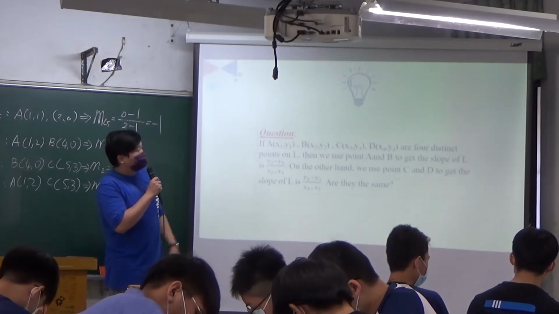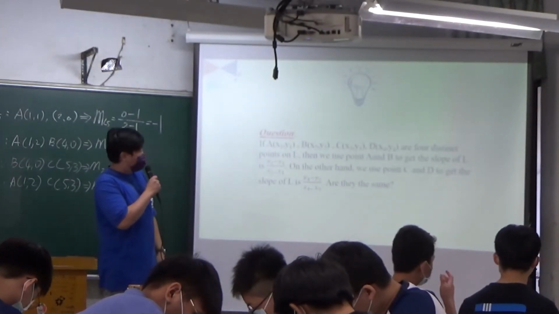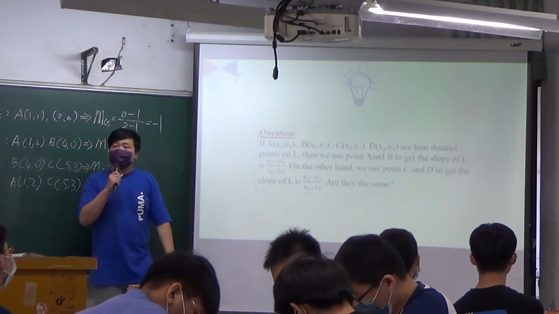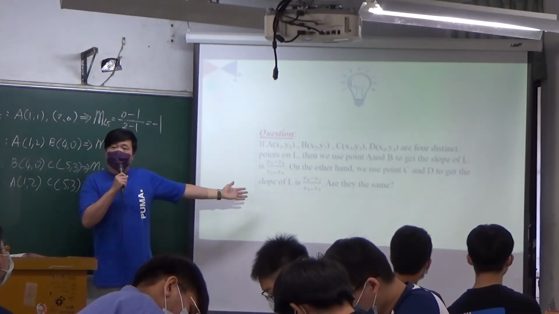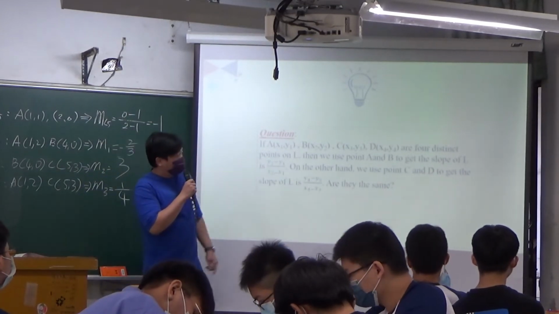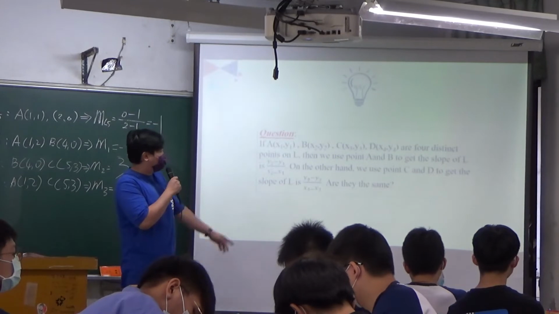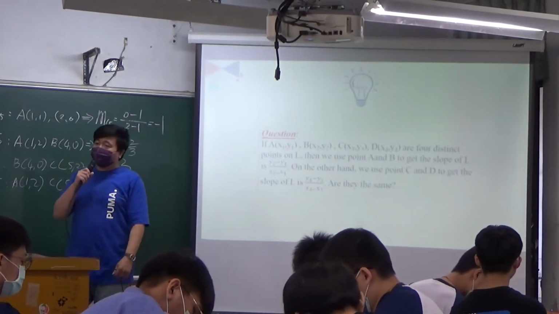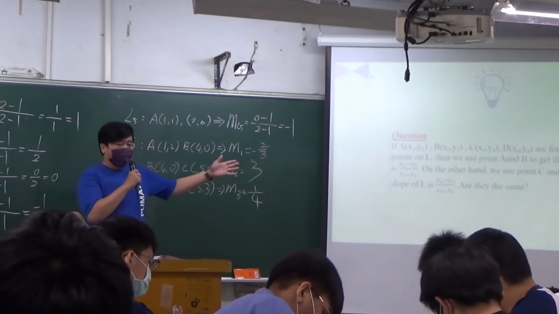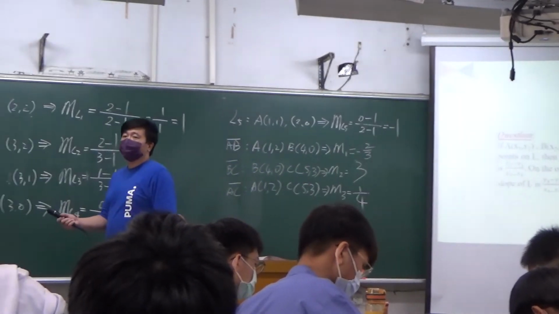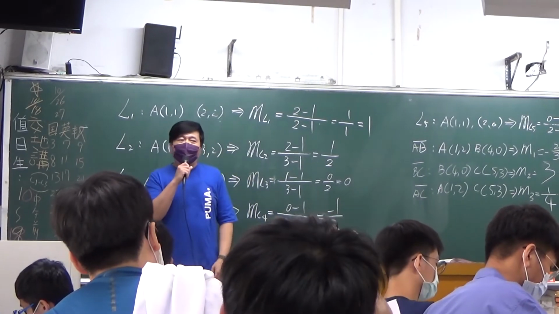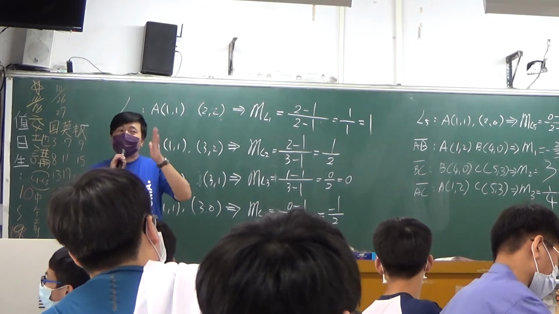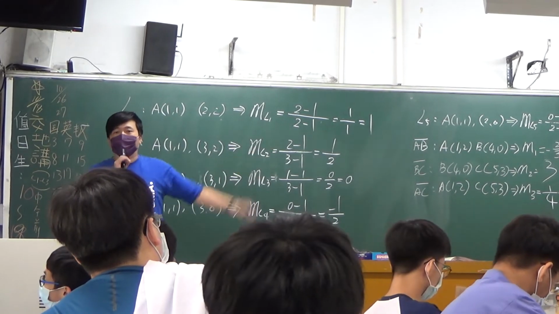Then we use points A and B to get the slope of L is y2 minus y1 over x2 minus x1, right? The definition. On the other hand, we use points C and D to get the slope of L is y4 minus y3 over x4 minus x3. Are they the same? Okay, I don't want just an answer. You have to show me why it is true.